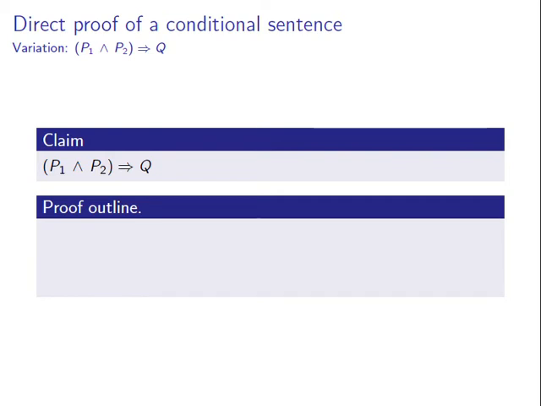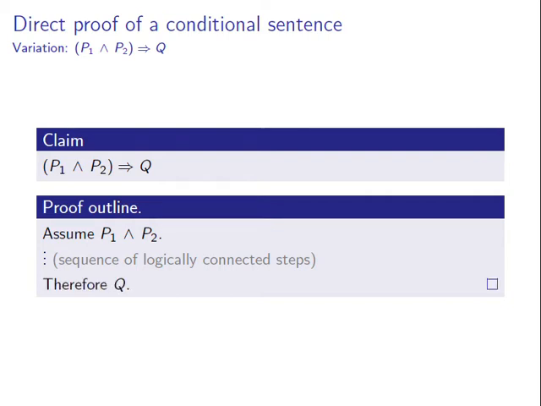As a variation, consider the case where the claim is a conditional sentence whose antecedent is a conjunction. For this propositional form, we treat the conjunction as a single statement and begin the proof by assuming both conditions in the conjunction. Using a sequence of logically connected steps, we deduce the conclusion Q.